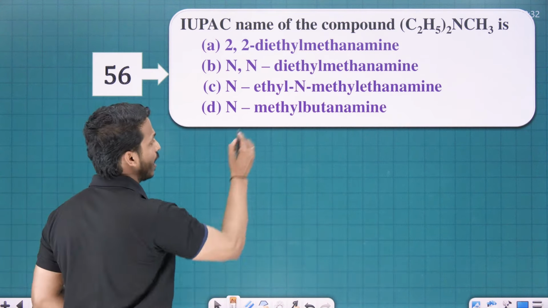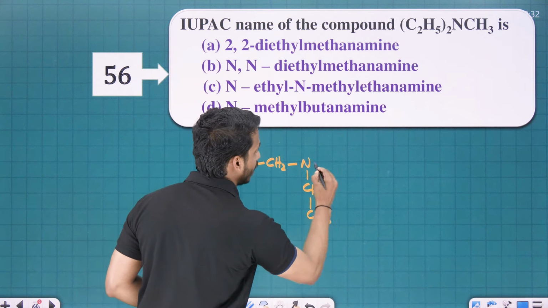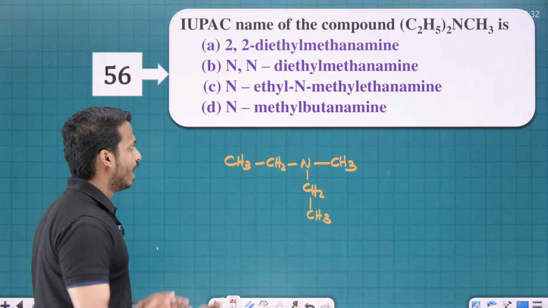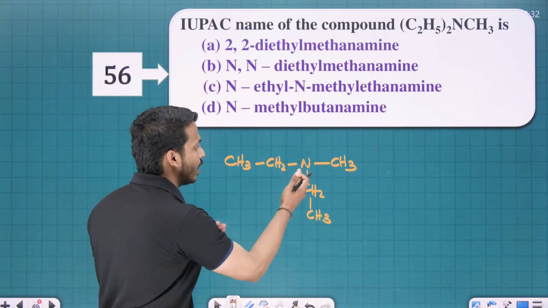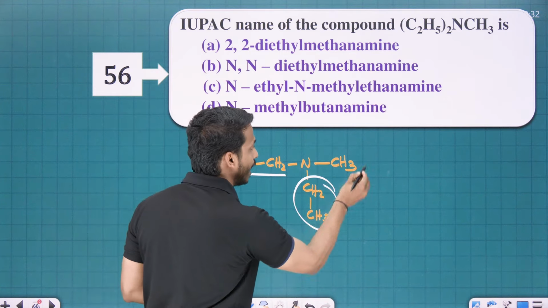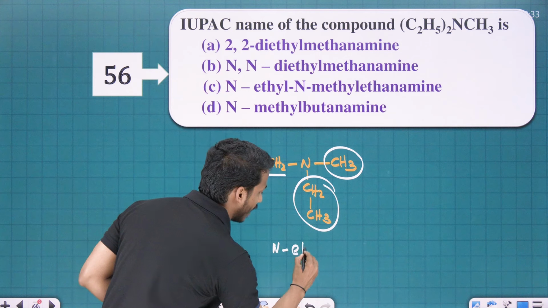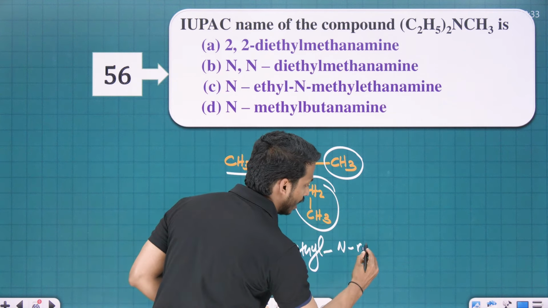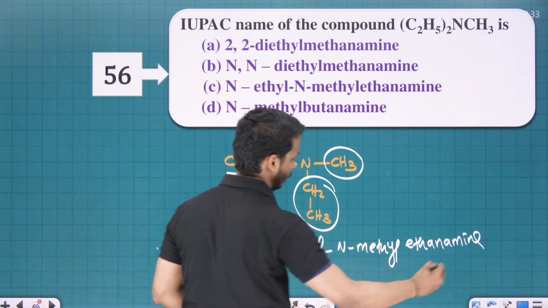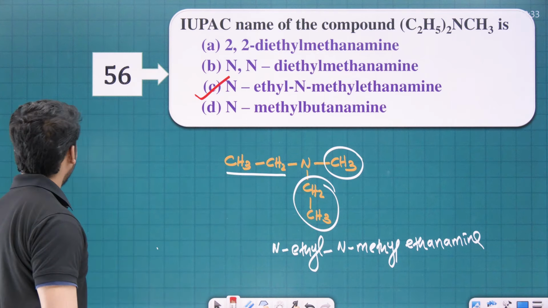What is the IUPAC name of the compound? C2H5 twice, NCH3. Let me write. C2H5 is CH3CH2, N, one more CH2CH3 and then one CH3. Write the IUPAC name of this compound. Take the parent chain first. Left side 2 carbon, right side 1 carbon, 2 carbon. So 2 carbon is the biggest chain. Let me take this as the parent chain. This is an ethyl branch, this is a methyl branch. Ethyl or methyl, which do we write first? Ethyl, right? So N-ethyl, N-methyl ethanamine. The name of the compound is N-ethyl-N-methylethanamine. That is option C.